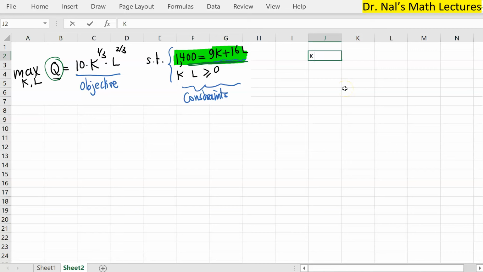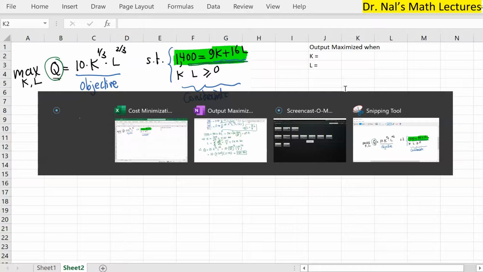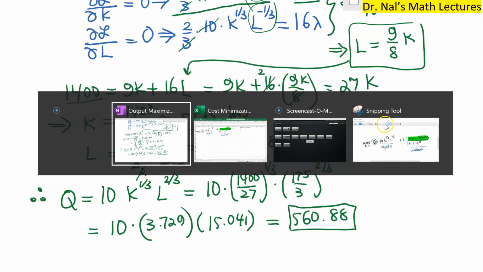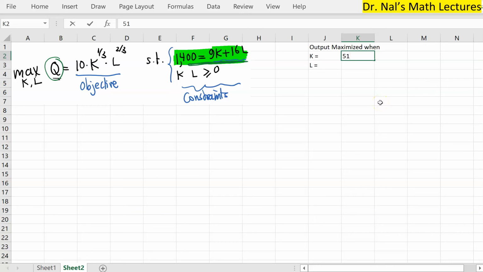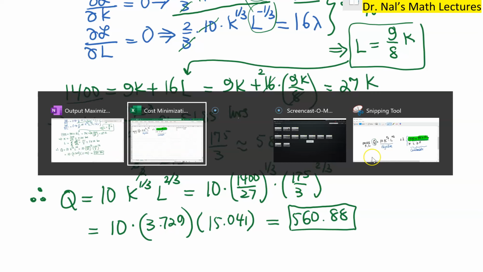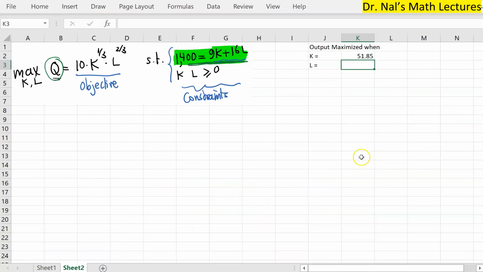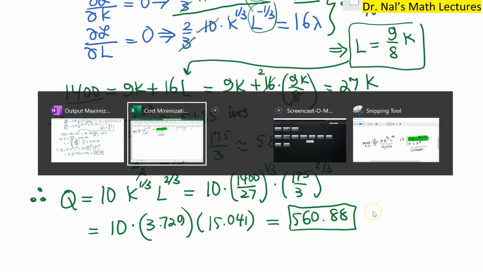So the amount of capital and labor which maximizes output is maximized when, all right, capital is equal to, like we said, 51.85 units, and labor is 58.33. Let's see if we can get those same results. And under those circumstances, the output which is maximized turns out to be equal to 560.88.